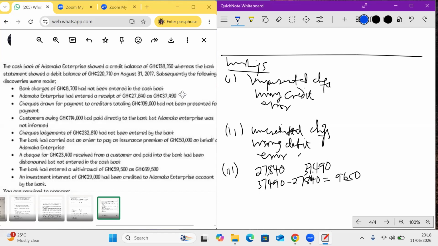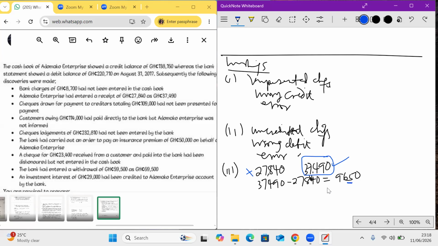It is called error of casting, overcast. Instead of 27, they recorded 37. It's excessive. It's more than necessary, isn't it? So how do we correct it? How do we correct it? 37 minus the other one. 9,650.